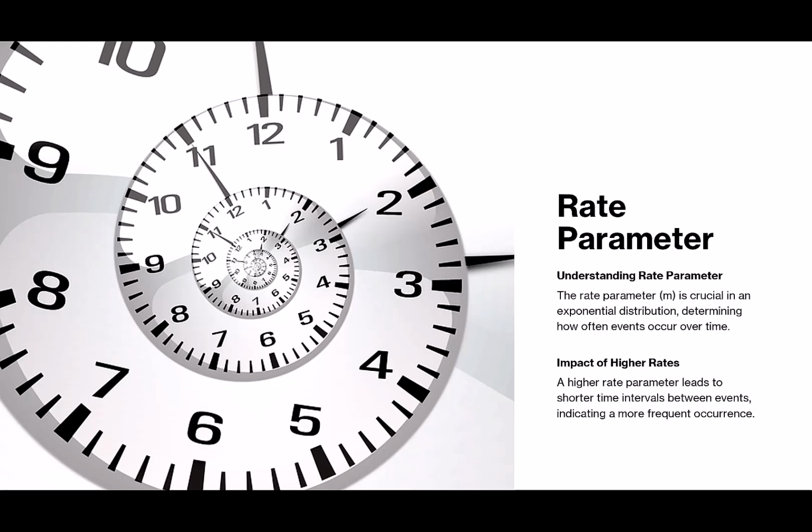For these distributions, we have a rate parameter. For our purposes, the rate parameter is going to be called m, but in many places you will also see it referred to as lambda. This parameter is crucial in exponential distributions. It helps us determine how often events occur over time. A higher rate parameter leads to shorter time intervals between events, indicating a more frequent occurrence.